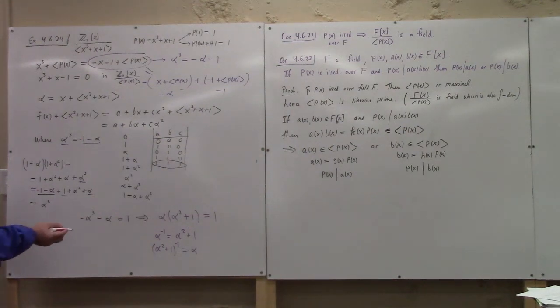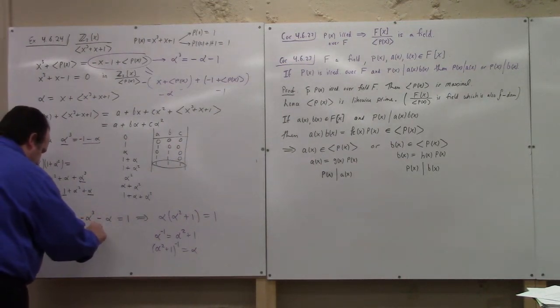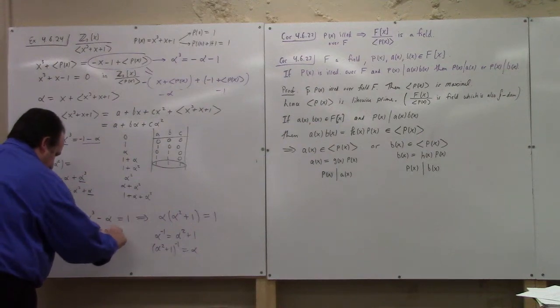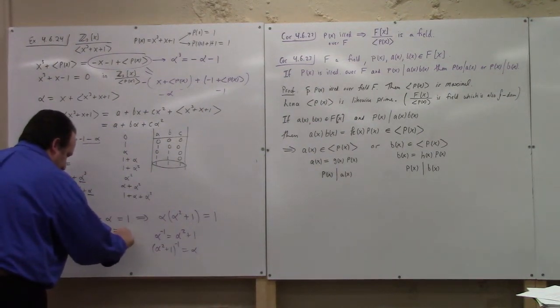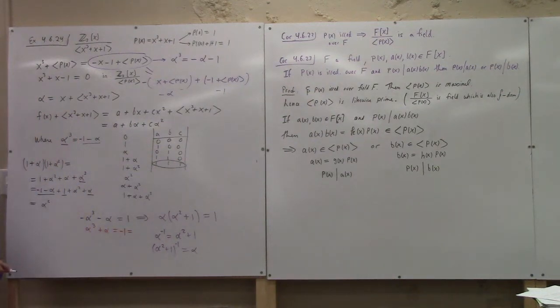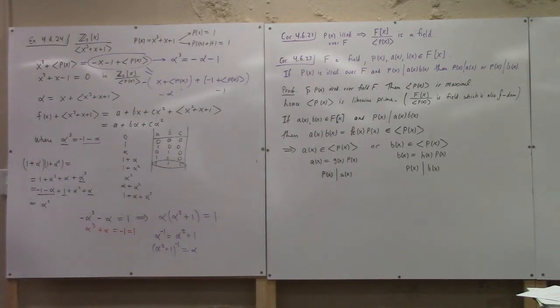Oh, here's the funny thing. Multiply this equation by minus 1, what do you get? Alpha cubed plus alpha equals minus 1, right? And here's the perverse thing about Z2. Minus 1 is 1. So we're good. There are not many examples where you can make this many mistakes and not really need corrections.